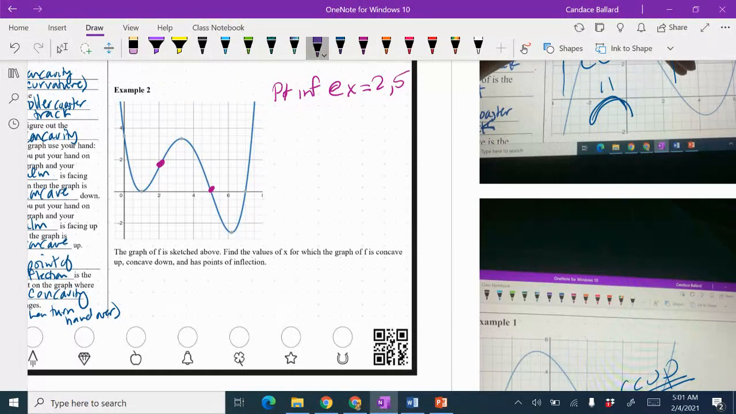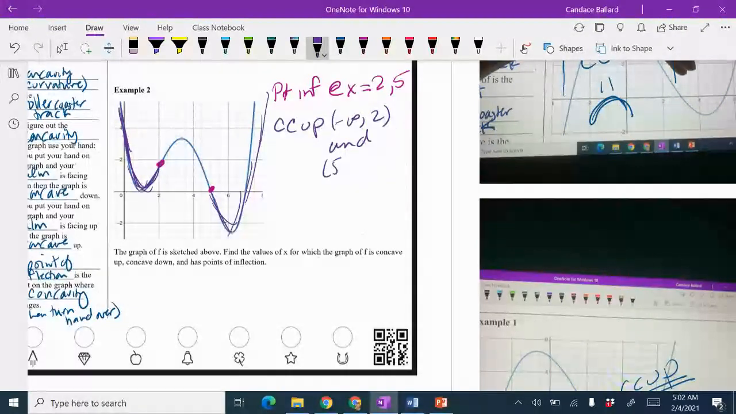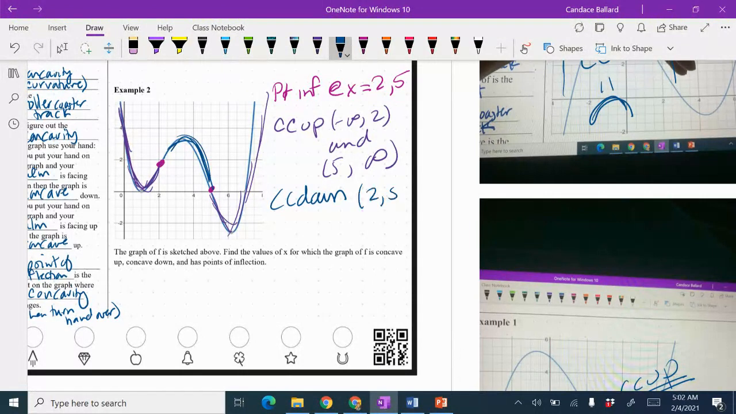All right, now let's talk about concavity. Let's do concave up first. I need it to hold water, or my palm, if I use my hand, would be facing up. It looks like it's going from negative infinity to 2. And let's see where else. There are 2 of them this time, from 5 to infinity. And then concave down, we're definitely in this upside down area. It looks like it's going from 2 to 5.